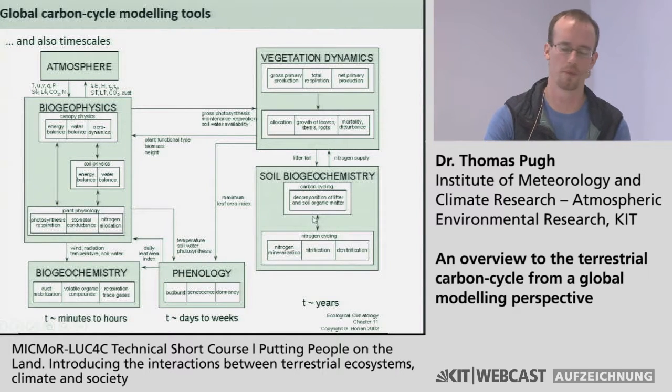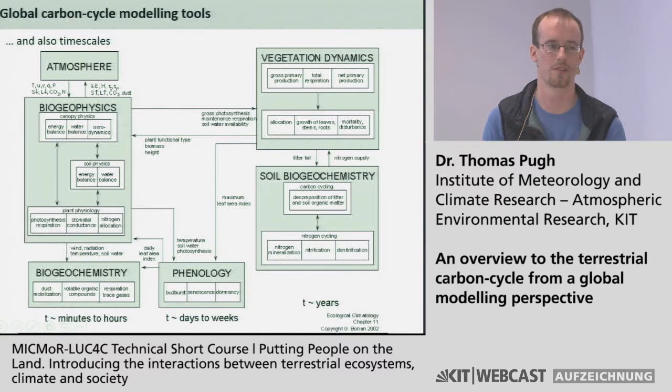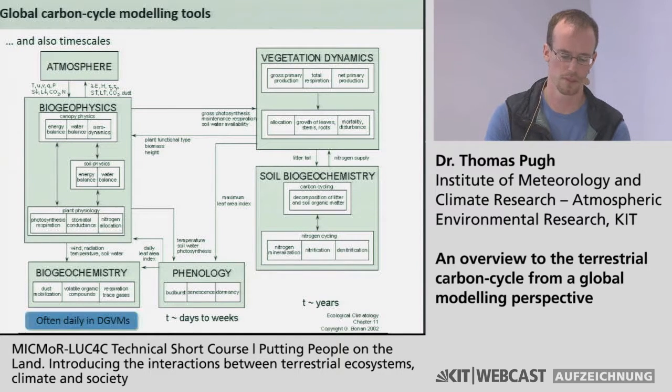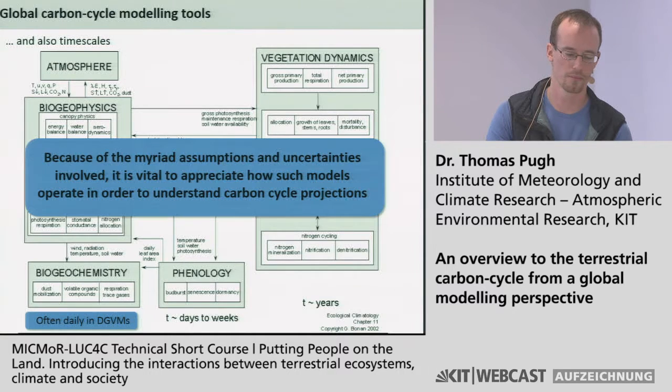And then there are other processes that we can really just treat annually. So for vegetation dynamics and soil biogeochemistry, we can often get away with making simplifications, so we only have to run those parts of these models annually. And in DGVMs, we actually tend to do these processes daily rather than sub-daily, just to make them a bit lighter and easier to run.